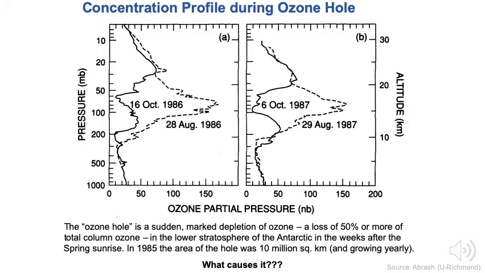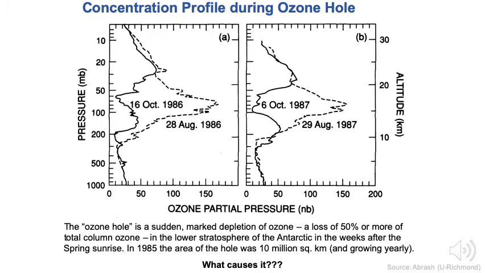This ozone hole really emerges suddenly as a marked depletion of ozone. Here shown a loss of 50% or more of total column ozone in the lower stratosphere over the Antarctic in the weeks after the spring sunrise. So again, emphasize the spring sunrise. So something is happening here where, at these high latitudes in the southern hemisphere, when the sun rises for the first time after polar night, so there's been no sunshine for a long time, suddenly these high energy photons are once again bombarding the stratosphere. And there's a pretty marked shift that occurs.